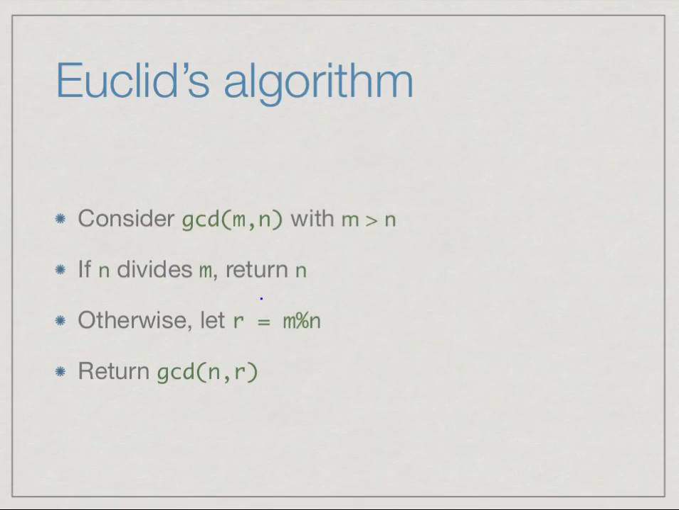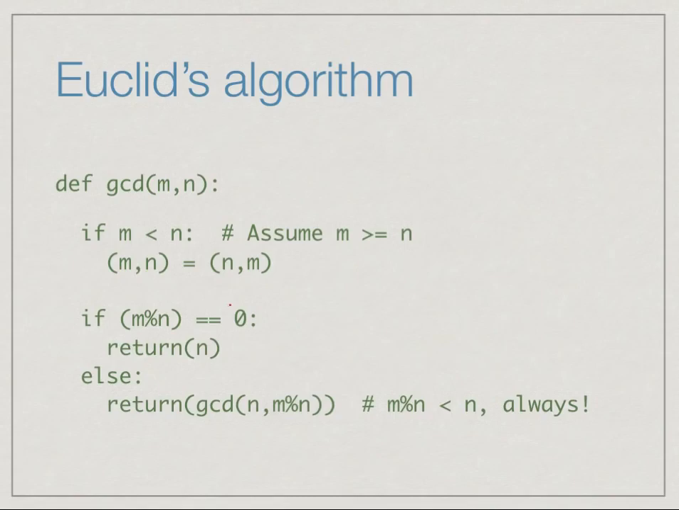It says, consider the GCD of m and n assuming that m is bigger than n. Now if n divides m, we are done, we just return n. This is the same as before. Otherwise, let r be the remainder, the value of m divided by n, and return the GCD of n and r. And at this point, one important thing to remember is that r is definitely less than n. So we don't have to worry about this condition here. We don't have to take the max and the min as we did for the difference, because the remainder is guaranteed to be less than n, otherwise n would go one more time.